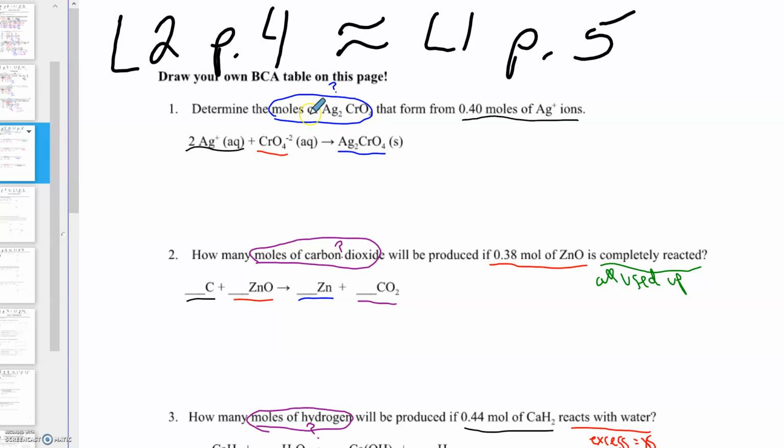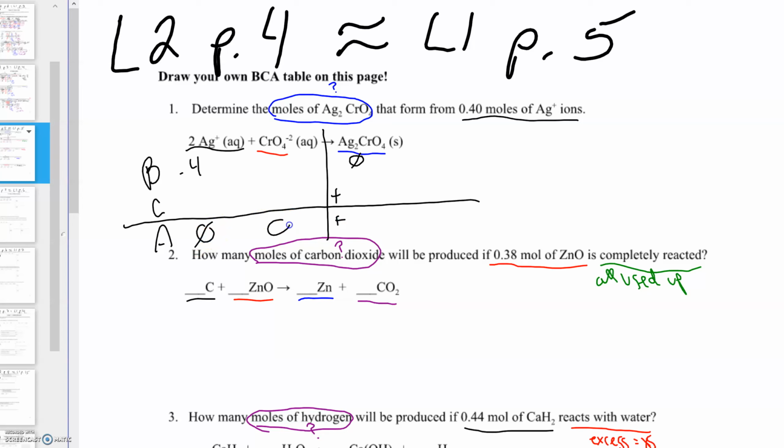So number 1, determine moles of silver chromate made from 0.4 moles of silver plus cations. So we've got to do our before, change, after. Draw your line here dividing your reactants and your products. They're telling you there's 0.4 moles of this. We know that before we start, there's nothing here. We're creating some positive product. We're going to end up with nothing. We're going to use up all 0.4. We're going to use up 0.4 times the ratio. We're going to create 0.4 times the ratio. Okay, that's the skeleton setup just from what's given in the problem.